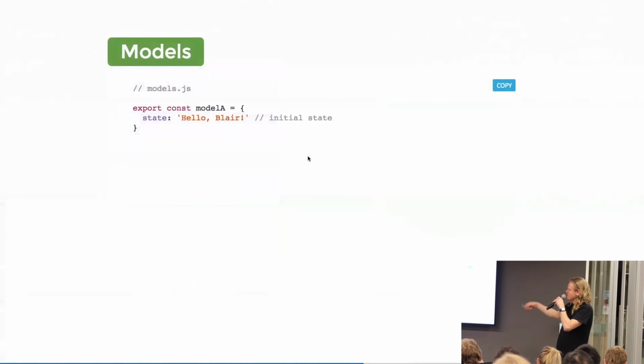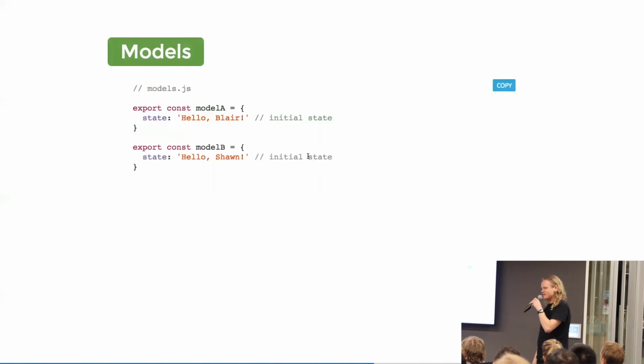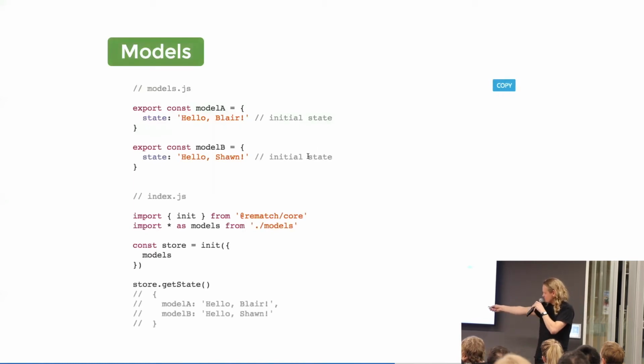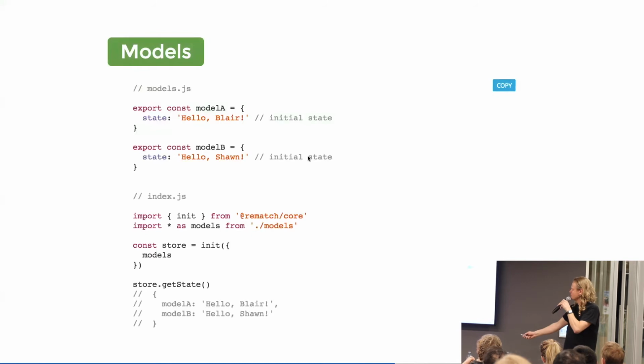To help drive home what a model is, the easiest example is that usually we have a models.js file. A model is just an object, and the minimum you need to give it is a state, which is the initial state. So in model A the state is hello Blair, and in another model called model B the state is hello Sean. If you init Rematch by importing those models, the getState of your store is just two keys, hello Blair and hello Sean. So that helps you visualize what's going on. Nothing crazy behind the scenes, but I want to put that in your head so the following example makes sense. Pretty straightforward stuff.